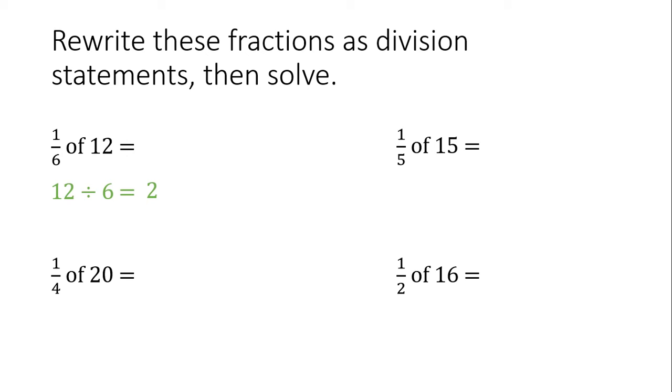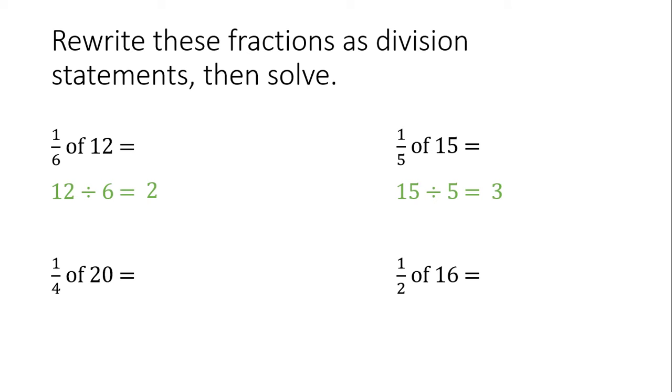Next question in the top right. 1/5 of 15. Our denominator is what tells us to divide, so what we're trying to find is 15 divided by 5. But what's the answer? Well, we know that 5 times 3 is 15, so 15 divided by 5 is 3, which means that 1/5 of 15 is 3.